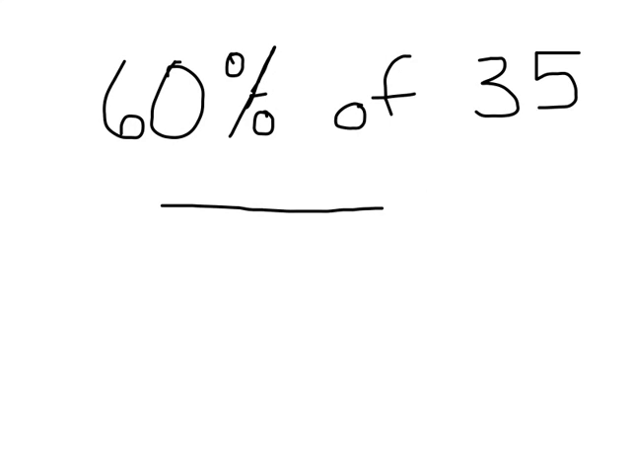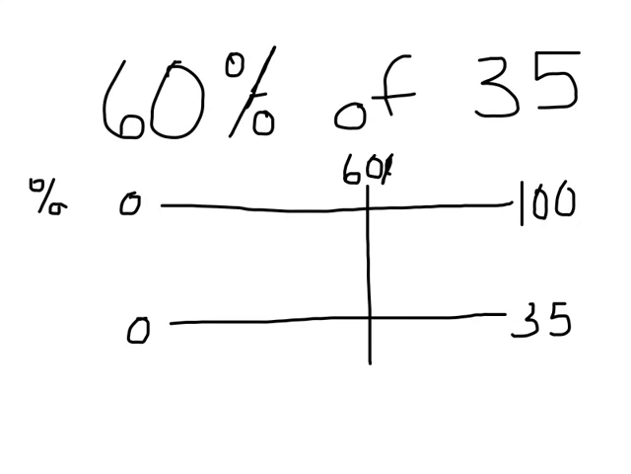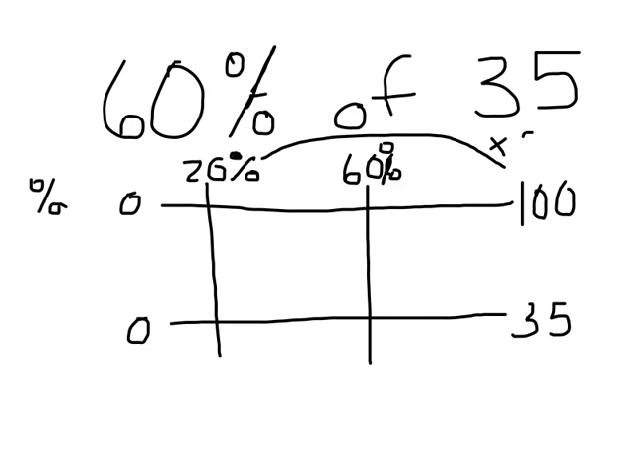Find 60% of 35. Again, I'm going to draw a double number line, knowing that percent means out of 100. And I need to find 60% of 35. Now, I know that for 20% I would have to multiply by 5 to get to 100. And for 20% I would have to multiply by 3 to get to 60.